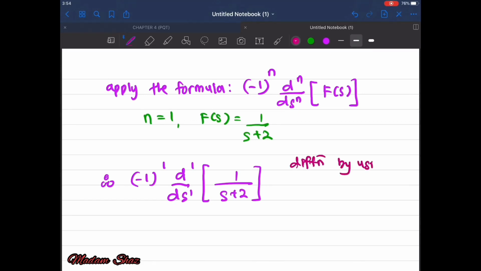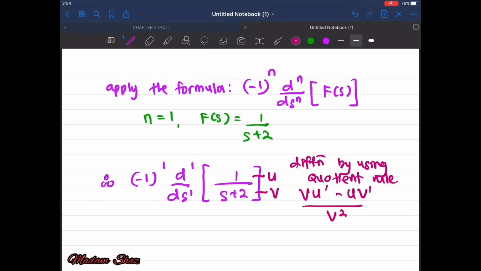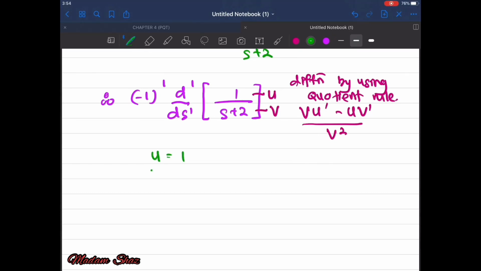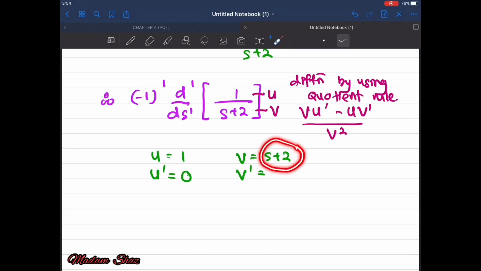Differentiate by using the quotient rule: (v u prime minus u v prime) divided by v squared. The upper side is your u, the bottom is the v. u is equal to 1, so u prime is equal to 0. v is equal to s plus 2, and v prime is equal to, okay, we want to differentiate s plus 2. s is the variable, so differentiating s will become 1. Differentiating the constant 2 will become 0.